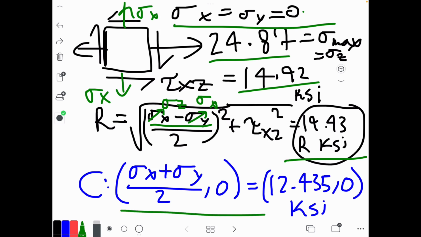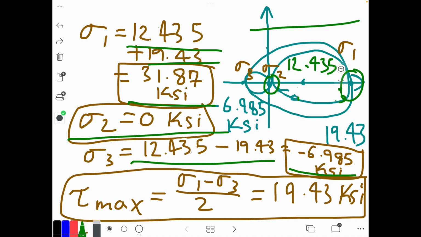For the center, again, we have sigma x plus sigma y over 2. Sigma x is sigma z, in our horizontal, and sigma y is sigma x, in our vertical, based on looking at area H on the bracket. So we only have sigma z over 2. It's just 24.87 divided by 2, which gives 12.435, as we found in the first part of the radius. So our center is 12.435.